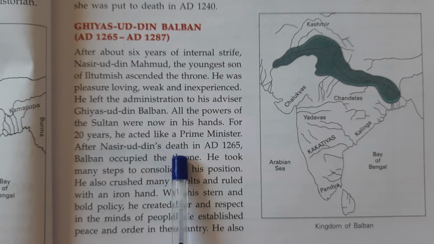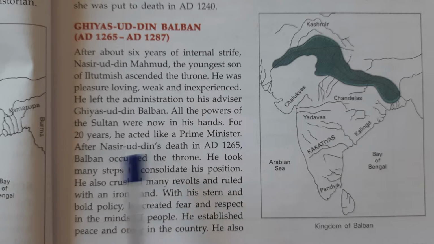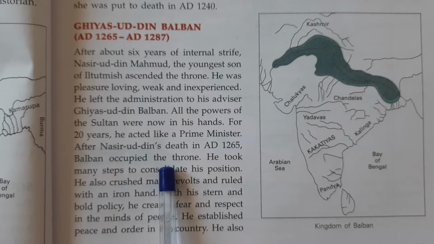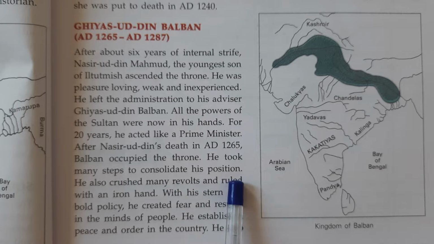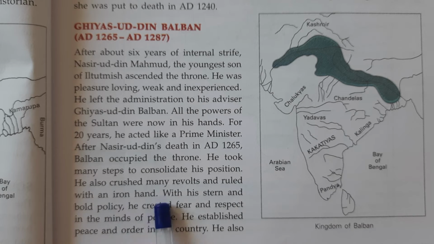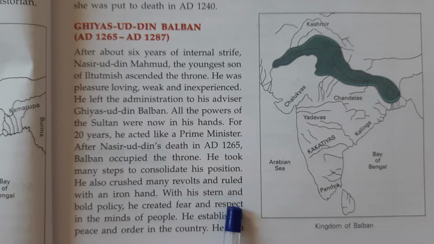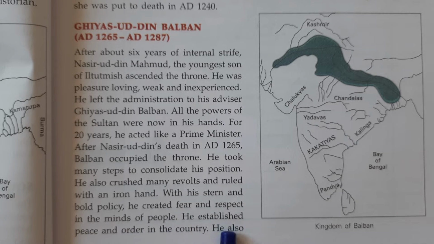After Nasiruddin's death in AD 1265, Balban occupied the throne. He took many steps to consolidate his position. He also crushed many revolts and ruled with an iron hand. With his stern and bold policy, he created fear and respect in the minds of people. He established peace and order in the country.